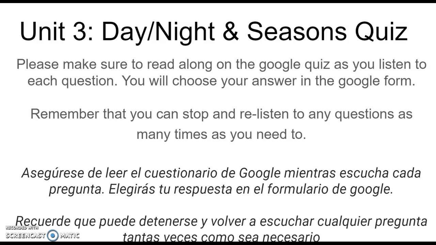Question 15. You are waking up to go to school in Texas. A student on the other side of the earth is getting ready for bed. What is the reason for this? The earth revolves around the sun. The earth rotates on its axis. The sun rotates on its axis. Or the moon revolves around the sun.